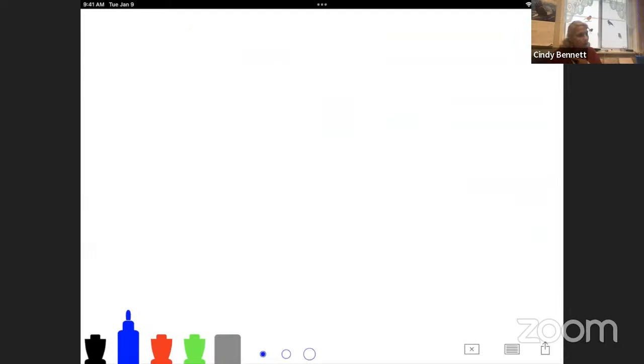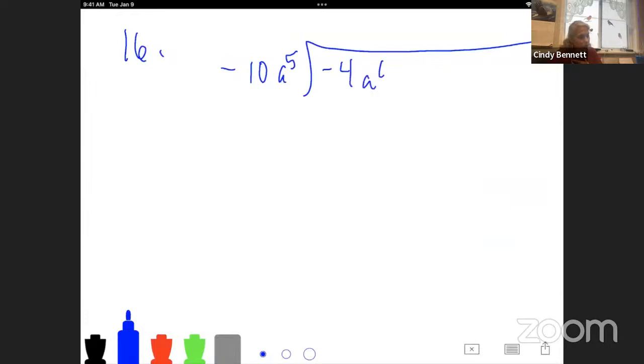Okay. Now I'm going to look at number 16. This is a division problem. Negative 10a to the 5th, and that would be into negative 40a to the 6th plus 50a to the 5th. So now I say, this is number 40. Okay, so 4 times negative 10 is negative 40, but then I need another a. So that's going to give me negative 40a to the 6th.